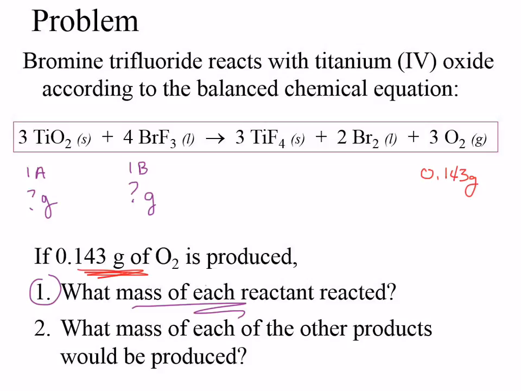You would do one calculation to go from grams of O2 to grams of TiO2. That's one calculation. And you would do a second calculation, a B calculation, to go from O2 to grams of BrF3. They're unrelated, by the way, as far as I'm concerned. They're separate stoichiometric calculations.